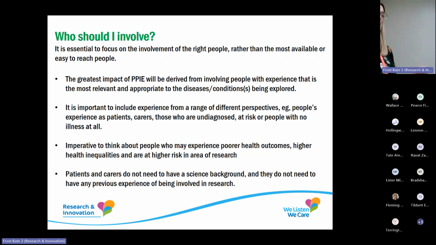Yes, and just to reiterate, because there's some guidance out there about this, patients, carers, the public, they do not need to have a science background. They don't have to know anything about involvement. What is important is that they're experts in their lived experience. And that's what's most important. We support them to be involved.